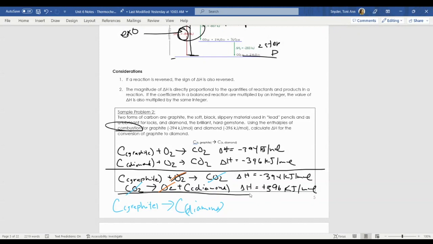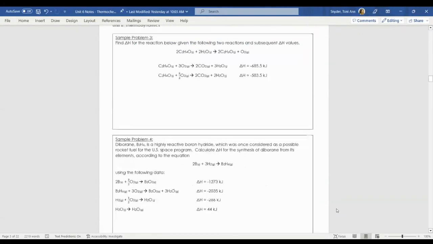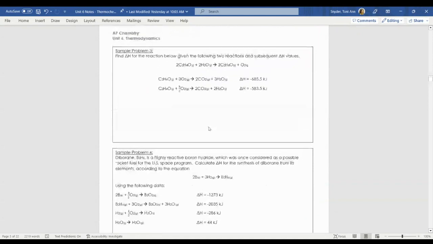And in this process, I would take the sum of these two delta H's. So the enthalpy change of this process from graphite turning to diamond would be positive 2 kilojoules per mole. Okay, turning graphite to diamond is an endothermic process. We have to input energy into that system. And we call this Hess's law, manipulating these equations in order to get the overall sum of a reaction. Let's try sample problems 3 and 4, and then we'll be done.